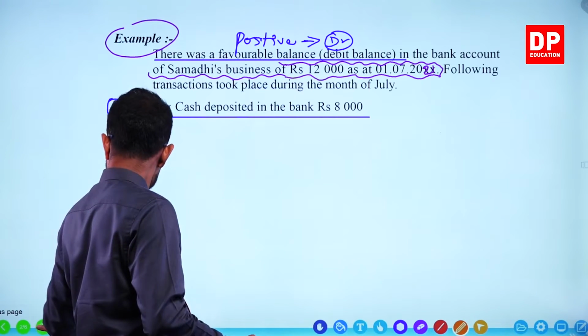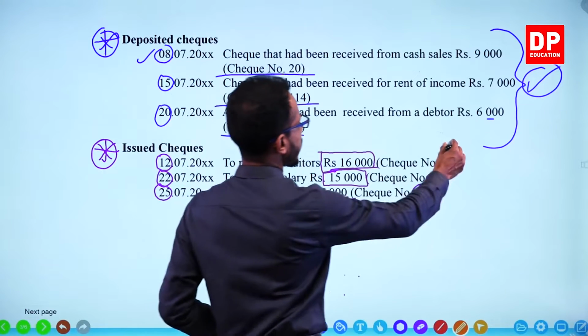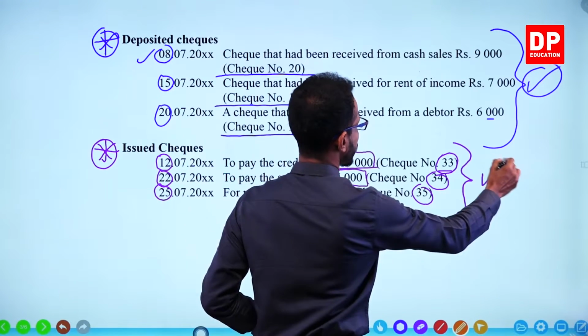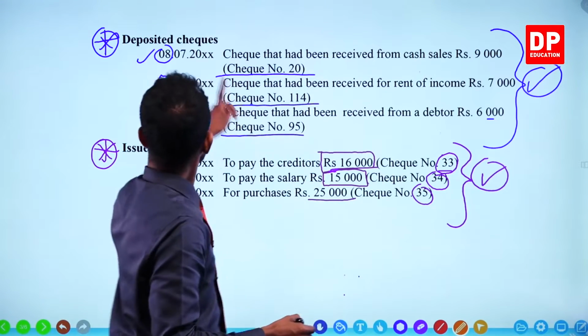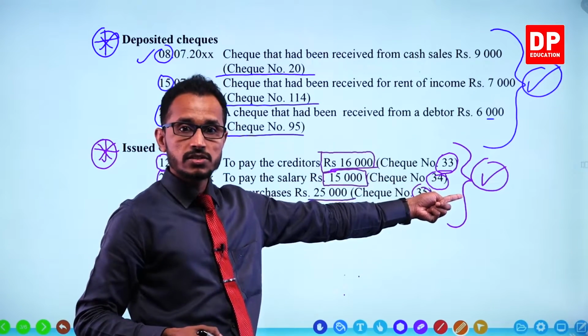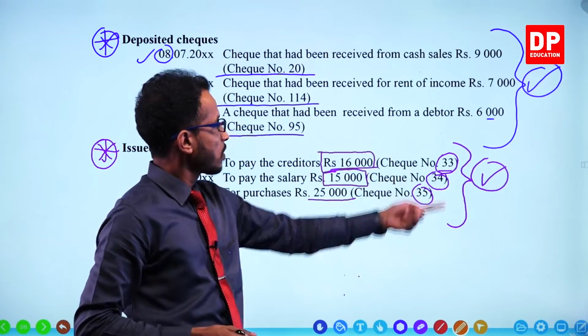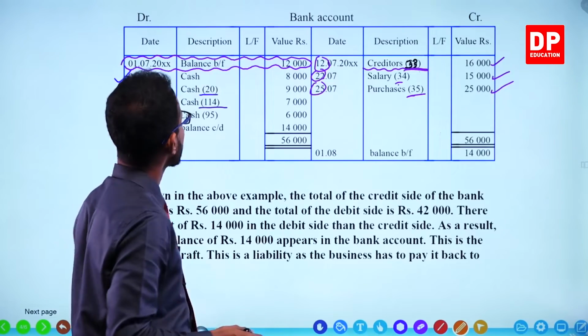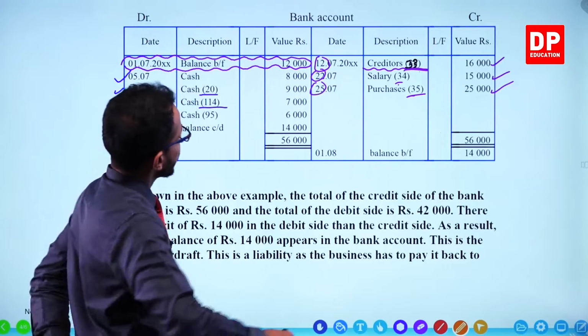Yeah, all done. This section also done. All the issued checks also done. Let's balance the bank account.